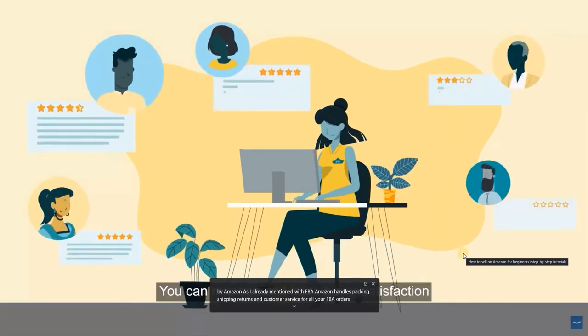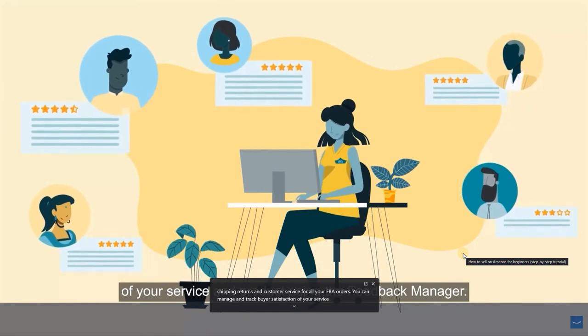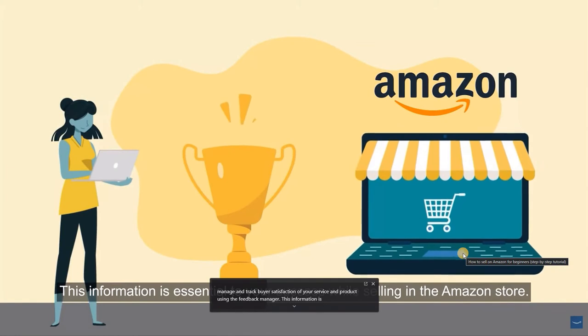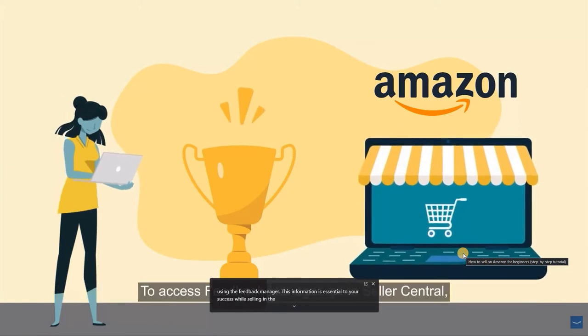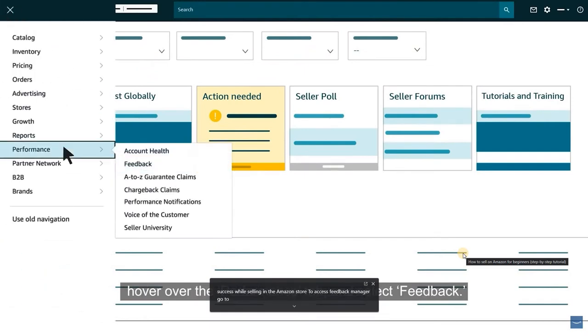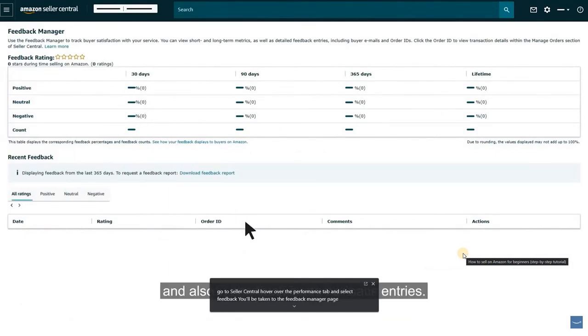You can manage and track buyer satisfaction of your service and product using the Feedback Manager. This information is essential to your success while selling in the Amazon store. To access Feedback Manager, go to Seller Central, hover over the Performance tab, and select Feedback. You'll be taken to the Feedback Manager page. Here you can track customer satisfaction and also view metrics and feedback entries.